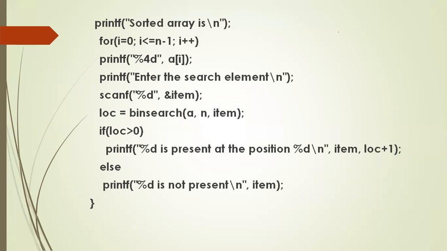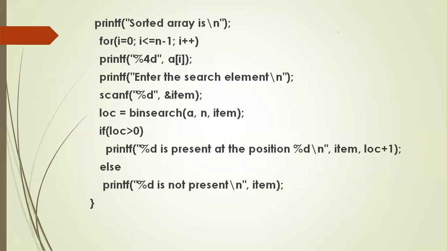next you sort that array, then you display the message. The sorted array is: for I equal to 0, I less than or equal to n minus 1, I plus plus, printf a. So it will print the array in ascending order. Then enter the search element. So input one number for searching.